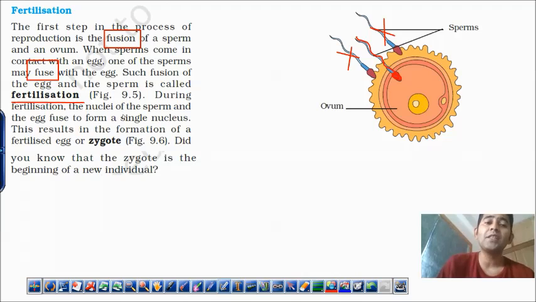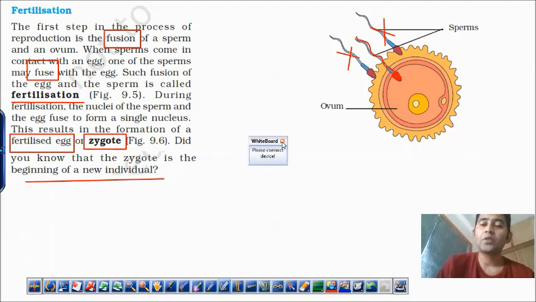During fertilization, the nuclei of sperm and egg fuse to form a single nucleus. This results in formation of a fertilized egg. And this fertilized egg is called zygote. And zygote is the first step towards a new individual.